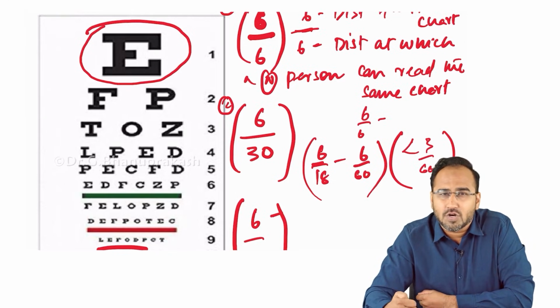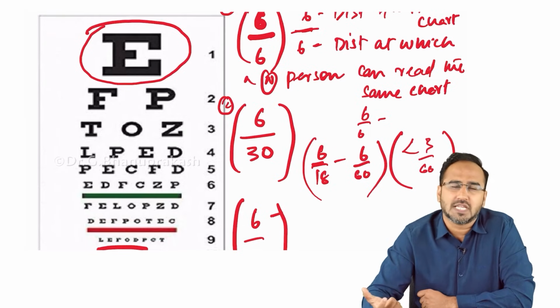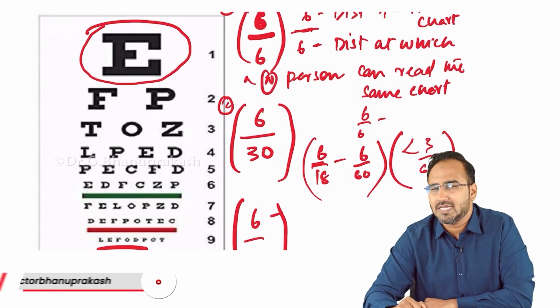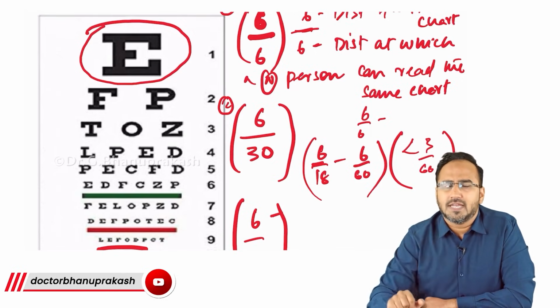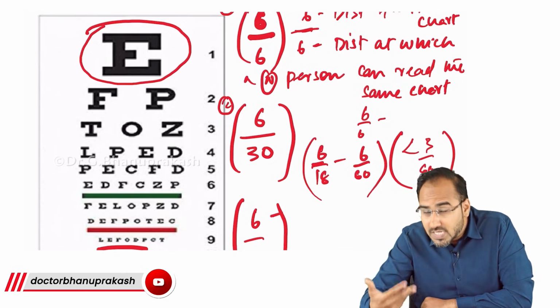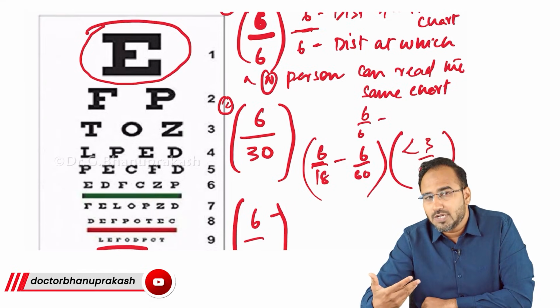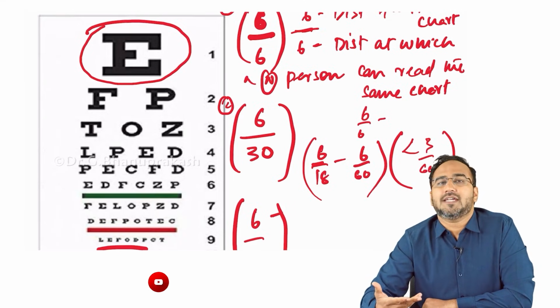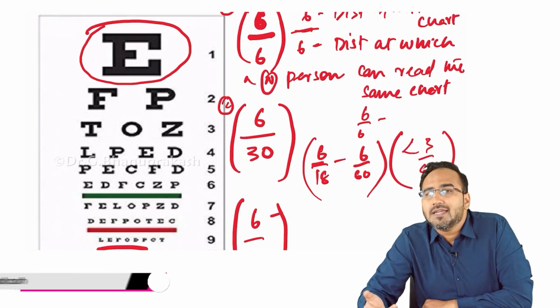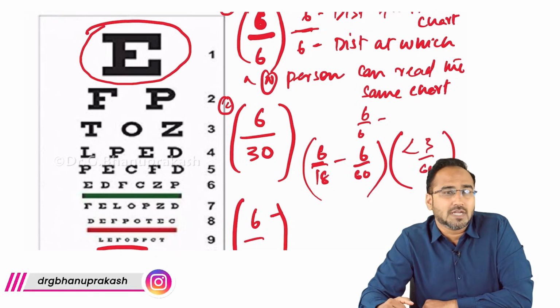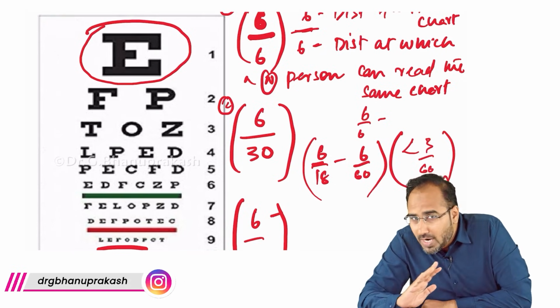I'll be standing at 4 meters. I am trying to read, but still I am not able to read that alphabet E, but the person standing at 60 meters is able to read it. Then the doctor will say to me to move 1 more meter ahead. That is, at 3 meters also, if I am not able to read, basically I am blind. But still doctors don't give up. What do they do?